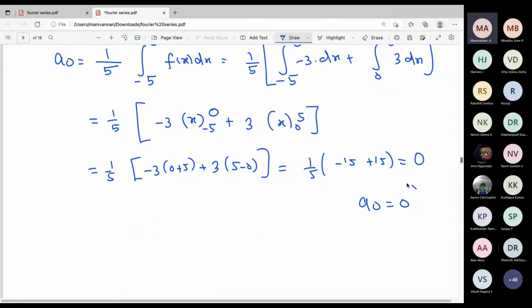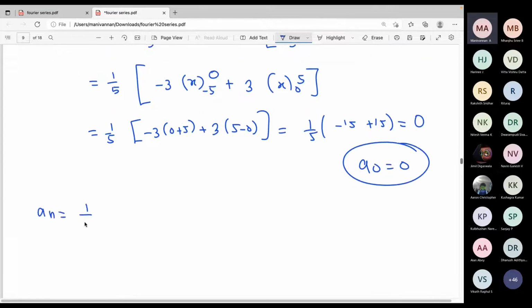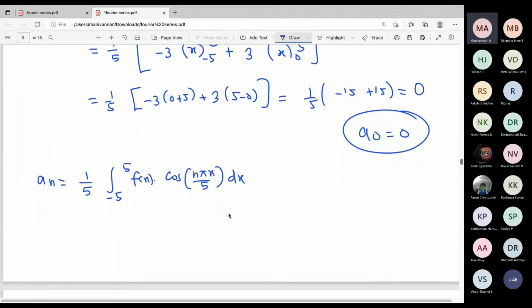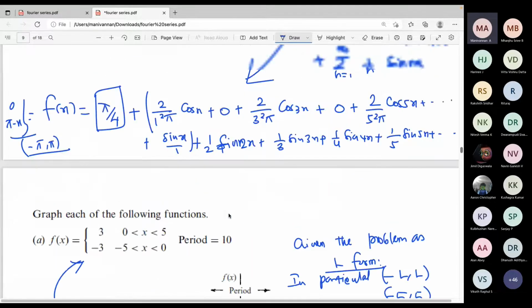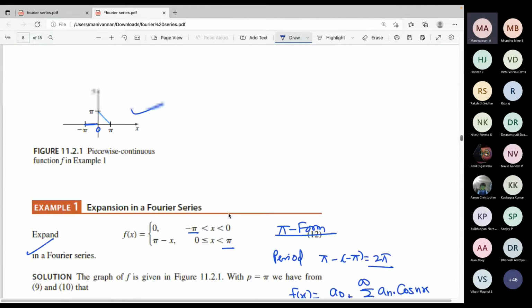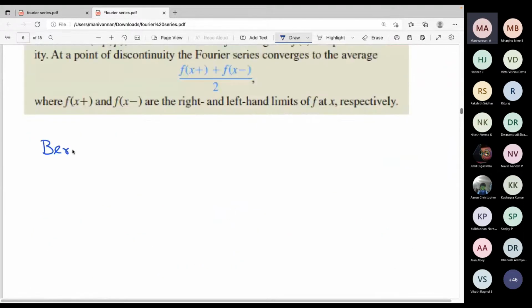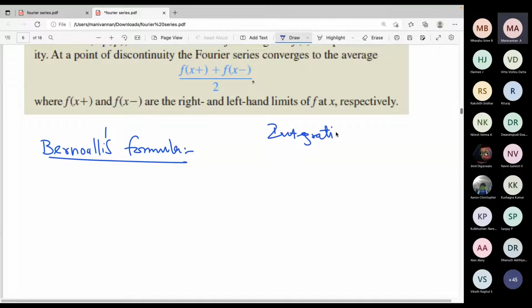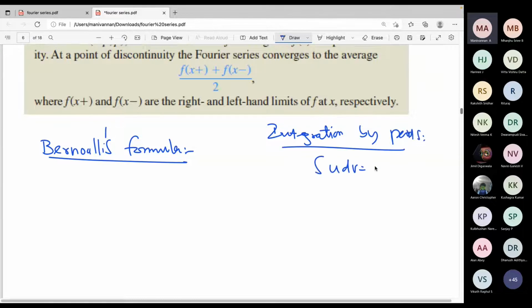What about my an, which is 1 by 5 integral from minus 5 to 5 of f of x cos n pi x by 5 dx. For this kind of thing we need one formula, which is called Bernoulli's formula. Do you know that? Integration by parts: integral of u dv is uv minus integral of v du, right?